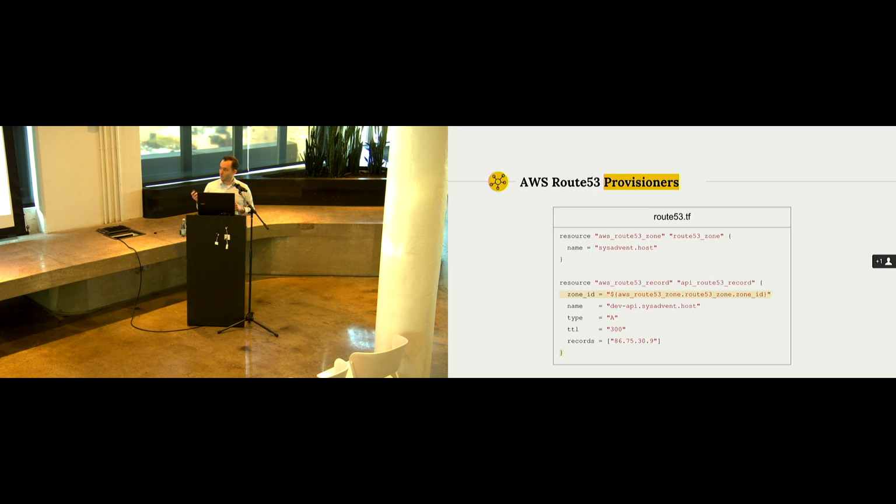And we're using what's called interpolation. This type of interpolation is resource interpolation. It's using the attribute that the Route 53 zone created. When resources are created, Terraform stores the resource's attribute values to be reused in other resources or passed out as an output variable, which we'll talk about as well.